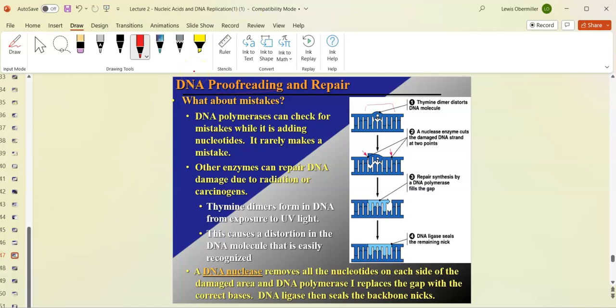So this ultraviolet light has hit, struck this. These are two T's next to each other. This is a T and this is a T. Same strand, and linked them together, right? So that's a covalent linkage.